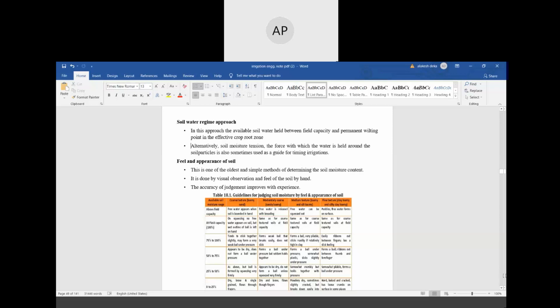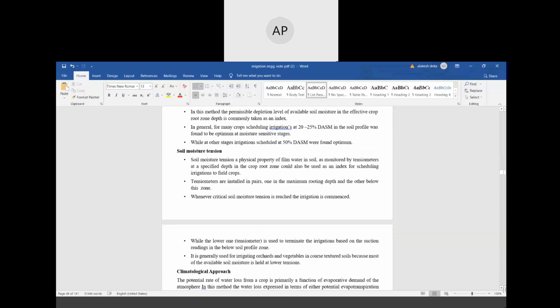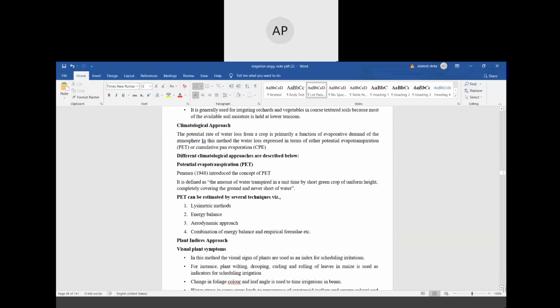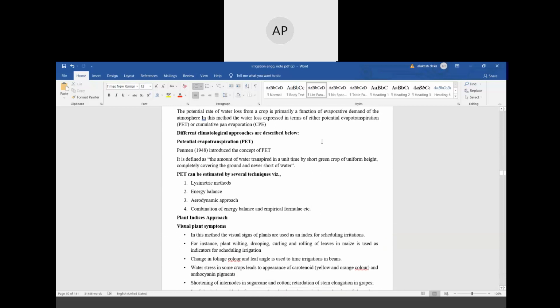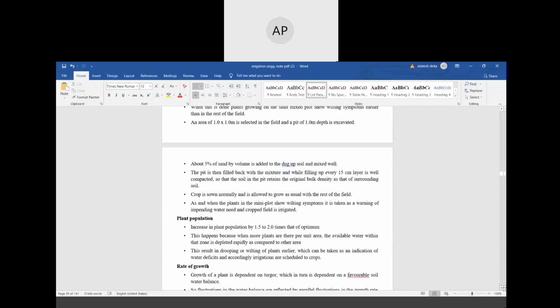Soil water regime approach. These things are not very important. In the climatological approach, there is potential evapotranspiration, which can be estimated by several methods like lysimetric, energy balance, plant indices, and visual plant symptoms. These things you study yourself.